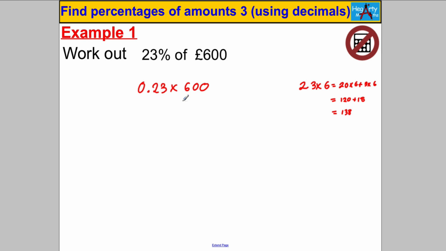So I can use this to answer this question here. If I know 23 multiplied by 6 is 138, I know that 0.23 multiplied by 6, I've made the 23 100 times smaller, so my answer is 100 times smaller, which is 1.38. And now I need to actually make the 6 600, so 0.23 multiplied by 600. Well, I've made the 6 100 times bigger, so I'm going to make my overall answer 100 times bigger again, which would actually bring it back to 138. So the answer to this is actually £138. Right, let's try another one.